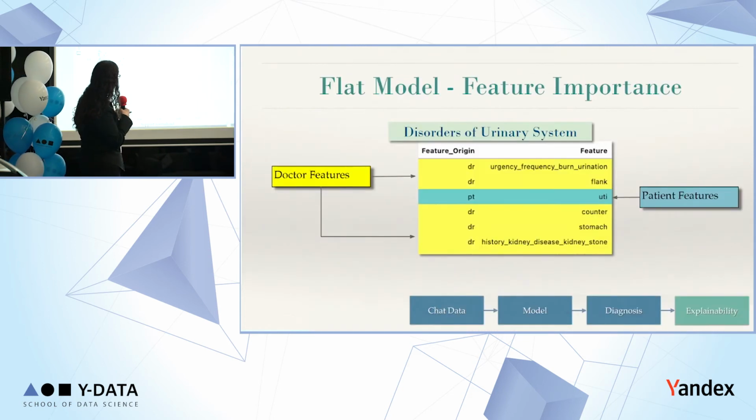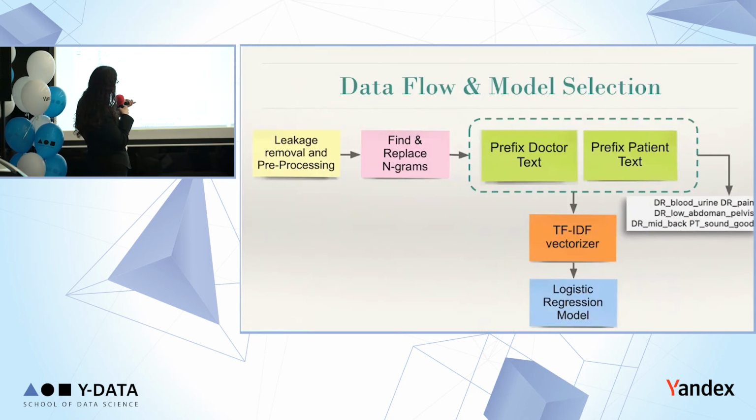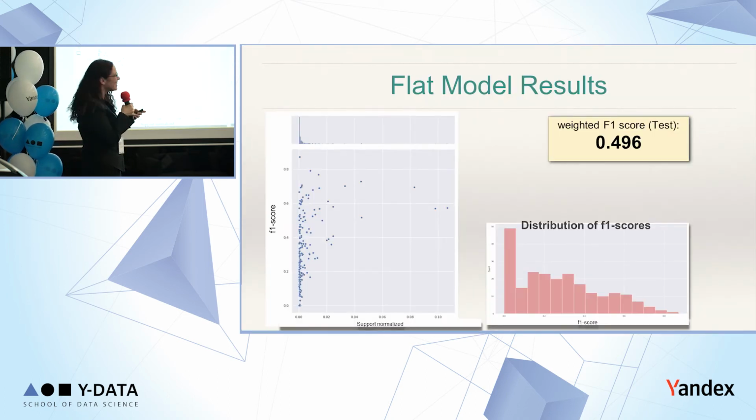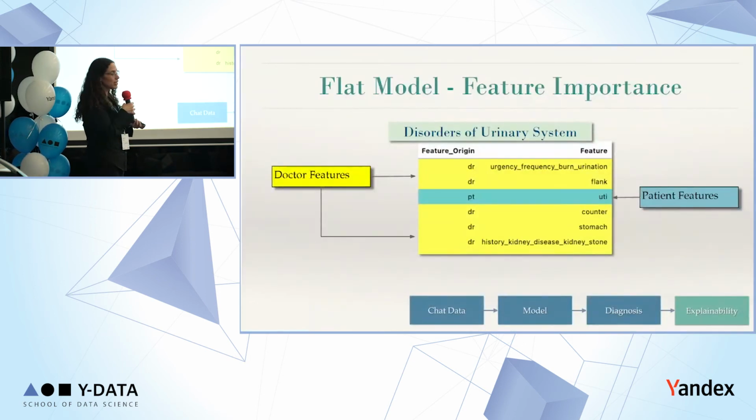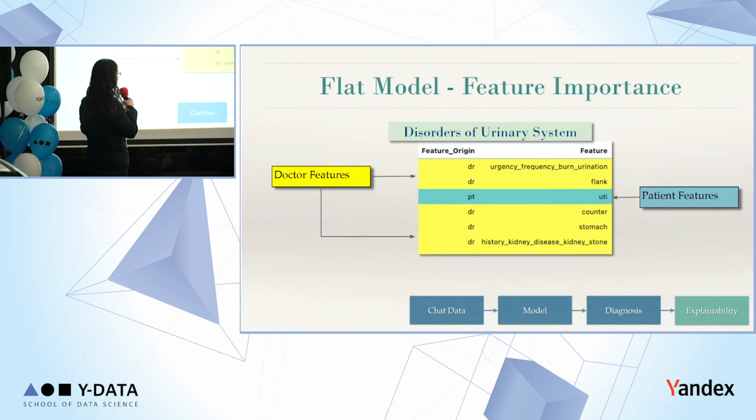Looking at the results, we got a weighted F1 score of around 0.5, which is okay, that's going to be our baseline. But more importantly, we wanted to look at feature importance. What is the model actually learning? This is an example of disorders of the urinary system, and you can see doctor features in yellow and patient features in blue. We get pretty good features, like urgency, frequency, and burn urination, which is a self-explanatory feature, and it's clear what the doctor is asking.